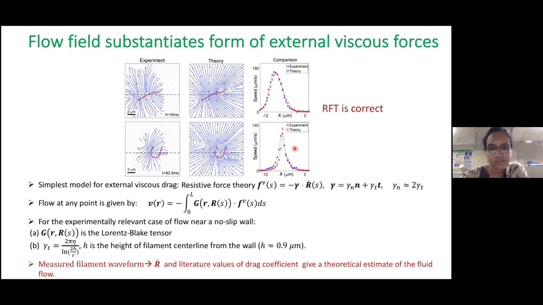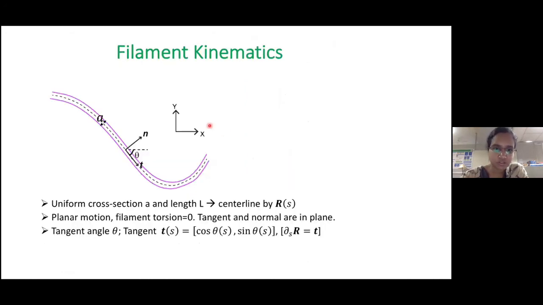So now let's look at the mechanics of the filament. And so we describe the mechanics in this tangent normal form. And as I said, we're going to model cilia as a shearable beam with diameter A. And we're going to ascribe a tangent normal at each point. And the tangent angle is theta.